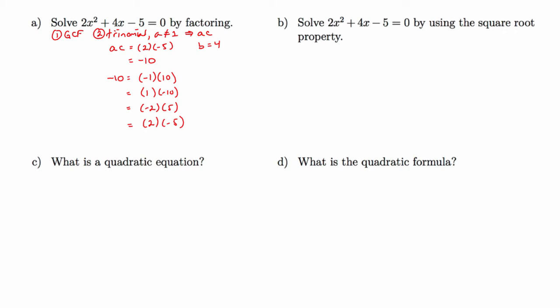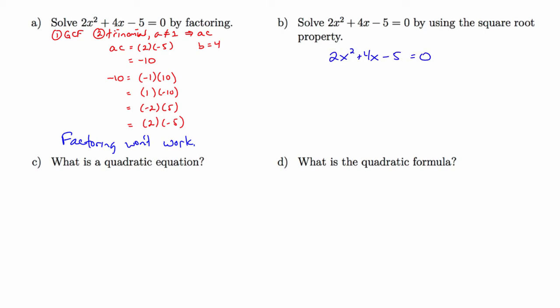Since none of these values that multiply to make negative 10 add up to make 4, this simply tells us that factoring is not going to work. It's not that this equation doesn't have solutions, it is simply the fact that factoring will not help us find those solutions.